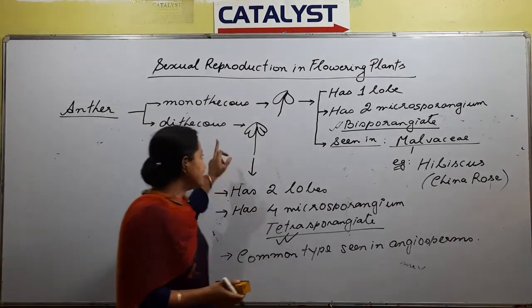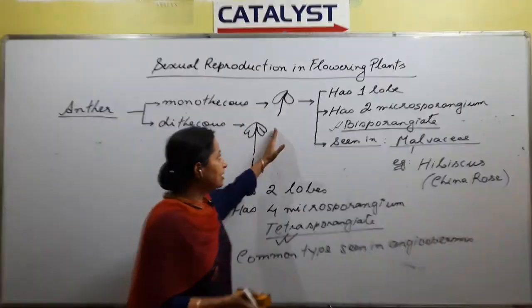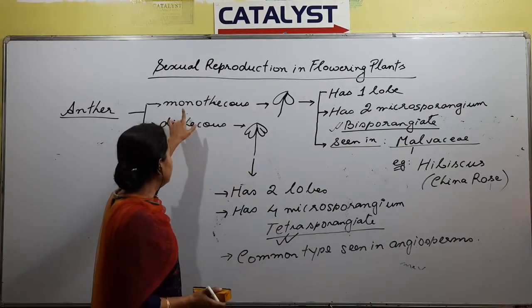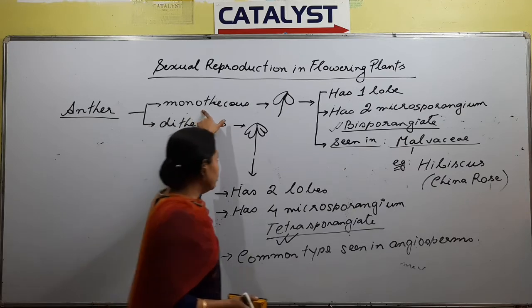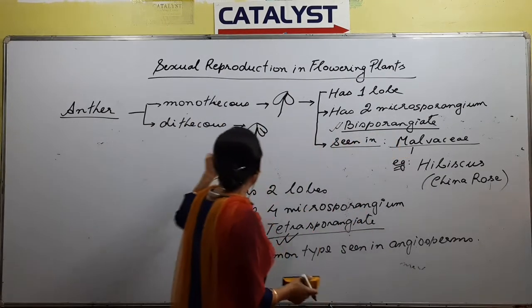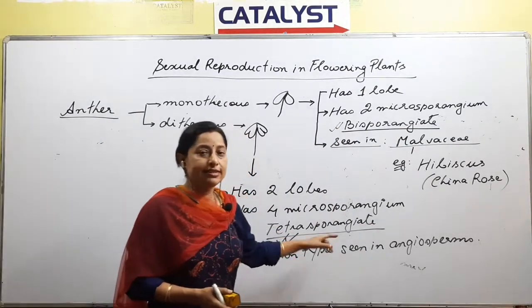So when is an anther said to be dithecous? When it has all these characteristics. And if it is monothecous, then you have these characteristics. Now the point to be remembered is, if an anther is monothecous, then it is considered to be bisporangiate. If an anther is dithecous, it is considered to be tetrasporangiate.